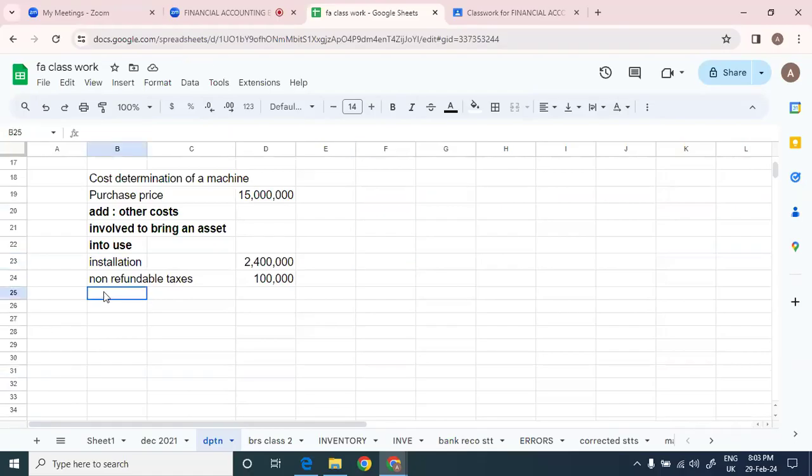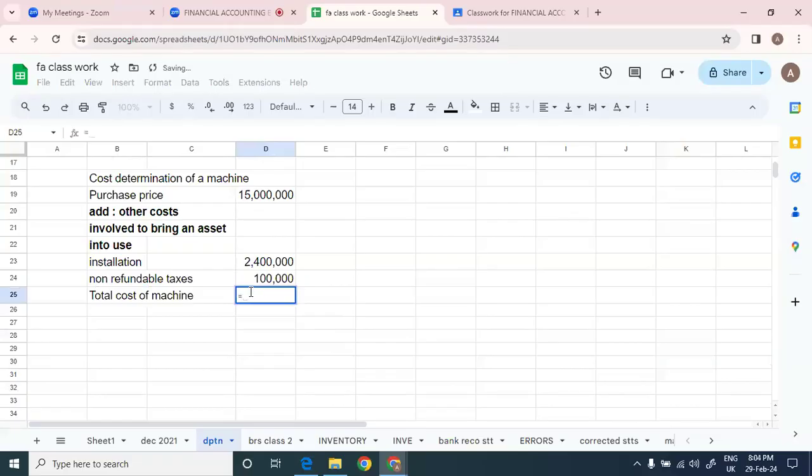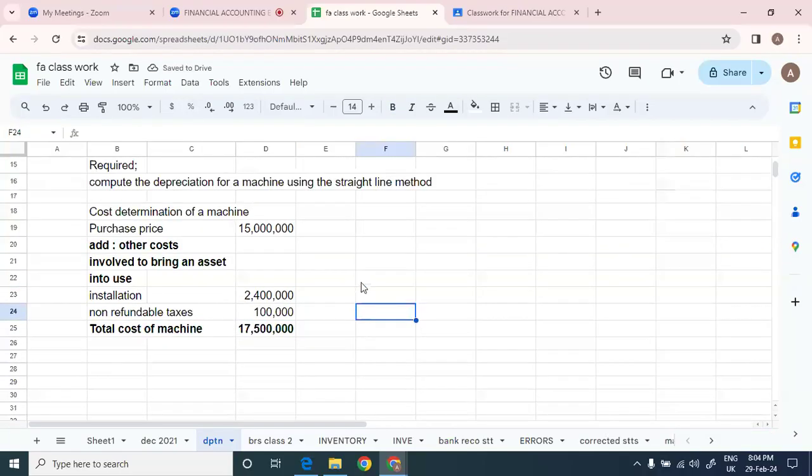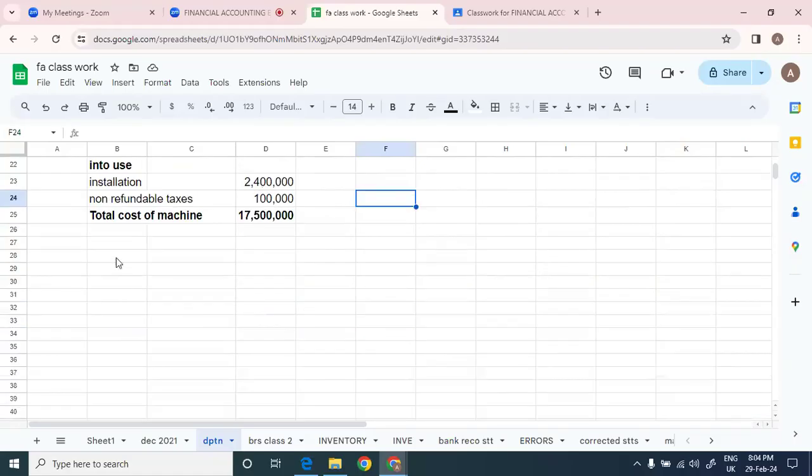Do you have any other thing? No. What we get is the total cost of machine. The total cost of our machine will be equals to this plus this plus this. It seems simple when we're in class, but in an exam, if you've not got it in class, then it will become hard.